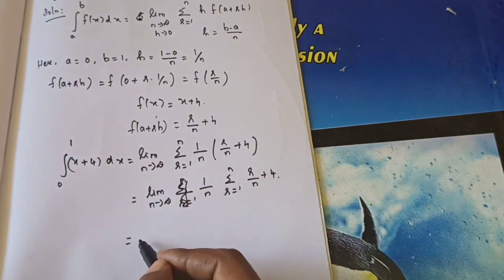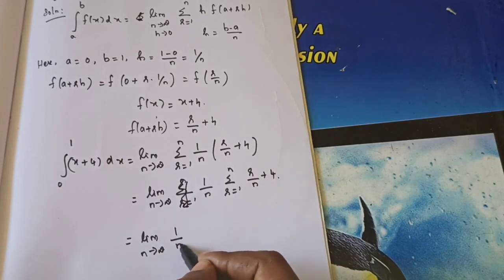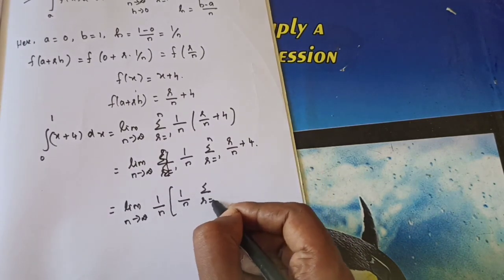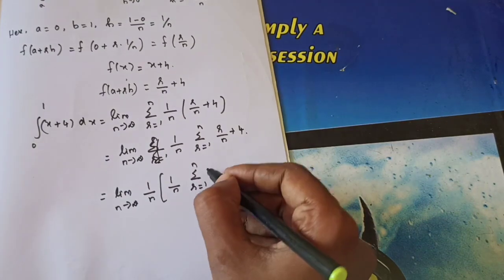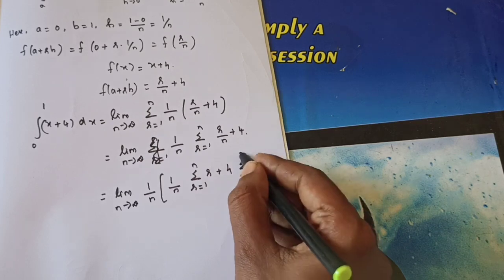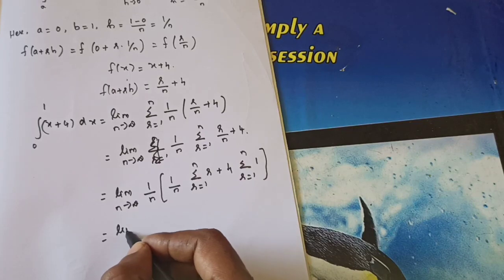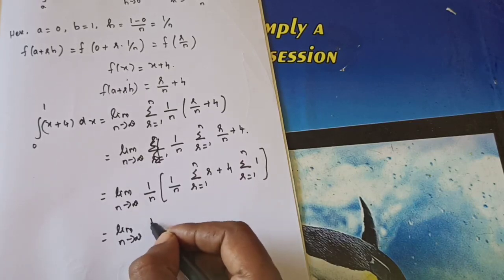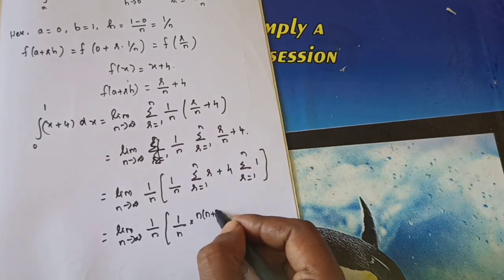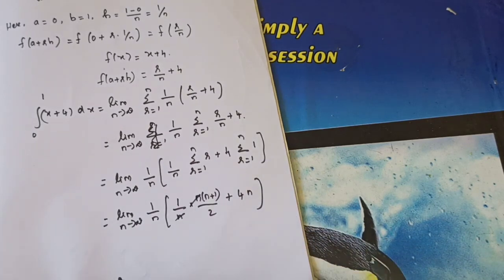That's equal to limit n tends to infinity 1 by n into, so here also 1 by n is common, summation r equal to 1 to n of r, it's a constant, is it right? So next, what will happen? 4 into summation r equal to 1 to n of 1. All these things you have already learned, so I am not repeating. So limit n tends to infinity, 1 by n is outside, so 1 by n into, what's the formula? n into n plus 1 by 2 plus 4 into this value, which is n. So this and this term will get cancelled.